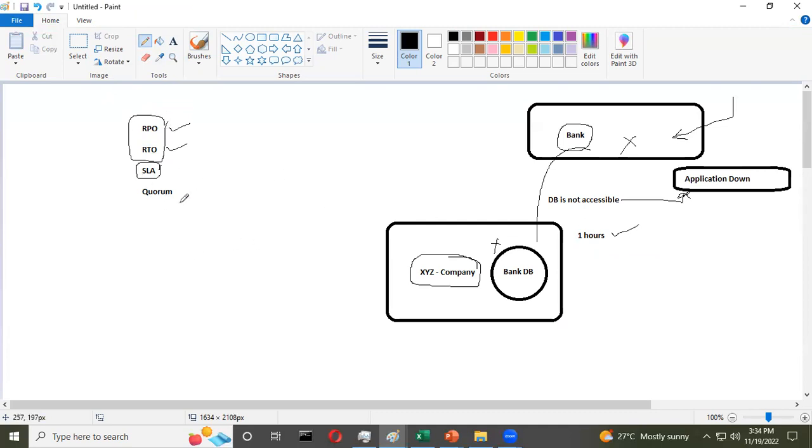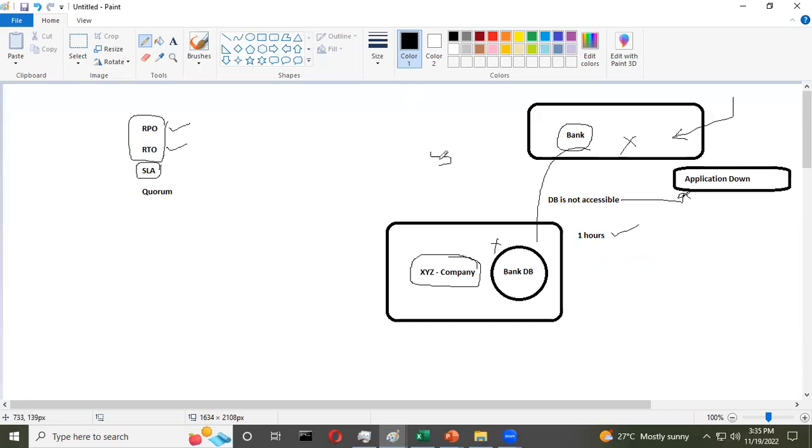So SLA, what is SLA? You can consider SLA an agreement between the company and the client, stating that if there are any issues with your application, then I will make sure to fix the issue within a span of time. It can be anything. The time can be as fast as possible. It depends on the issue, right?